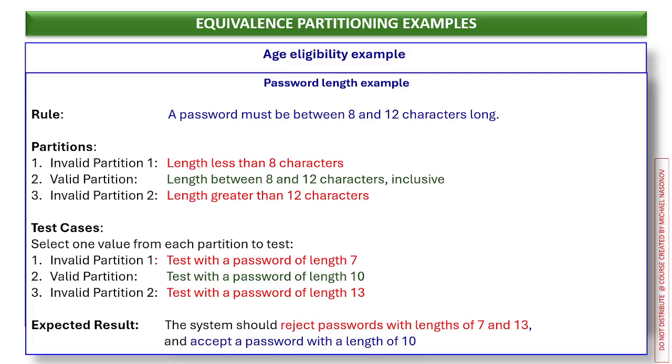What are our test cases for this equivalence partitioning? Select one value from each partition to test. Test case number 1, testing invalid partition 1. Test with a password of length 7. Test case number 2, valid partition. Test with a password of length, let's say, 10. And test case number 3, invalid partition 2. Test with a password of length 13. Expected results: the system should reject passwords with length of 7 and 13 and accept a password with a length of 10.